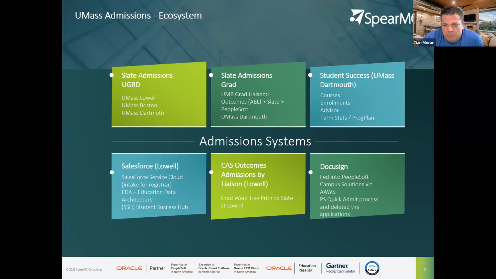And so we implemented outcomes or admissions by liaison prior to Slate being a product at the UMass system. So we already had that in and pushing through to admissions applications web services. So that was all web service based. The student success module currently is only at Dartmouth, thanks to Holger and his team putting that together. I imagine that the other schools are probably going to pick that up now that they've seen what he was capable of and putting that in.